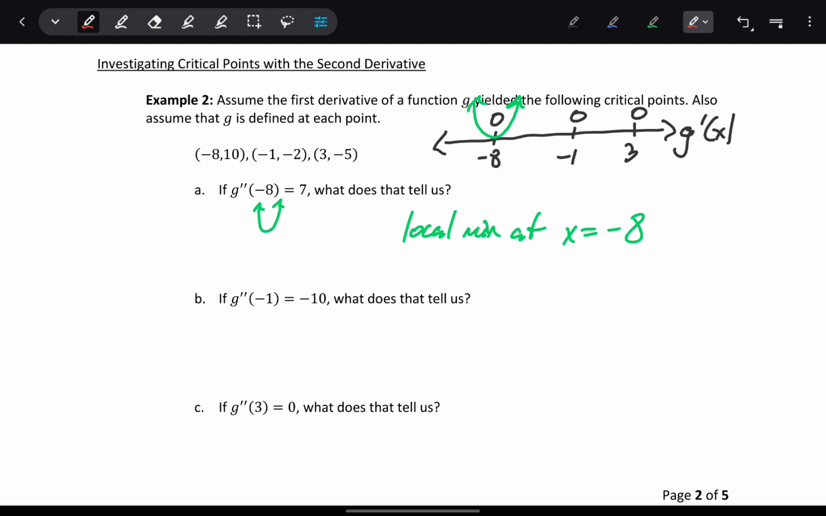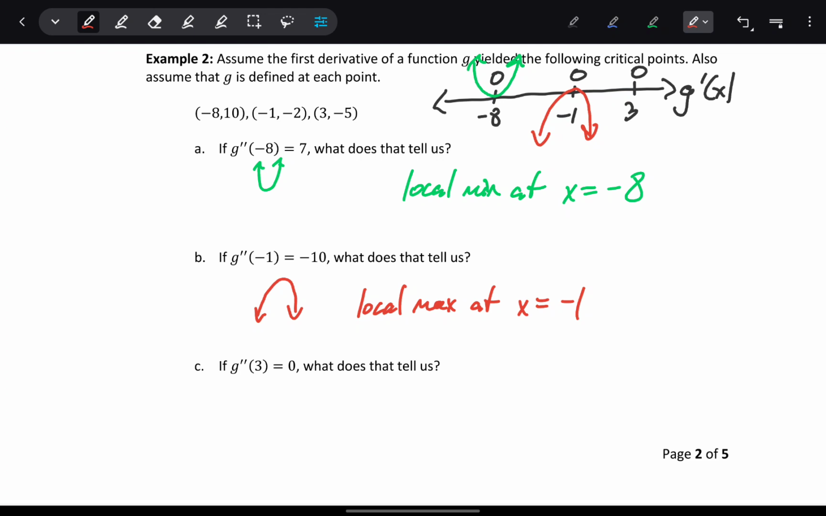We're told that g double prime of -1, so the second derivative function evaluated at -1, is -10. Since the second derivative is negative, that means our function is concave down. We know that our first derivative function is equal to 0 at -1, and since our function is concave down, we know that we have a local maximum at x equals -1.